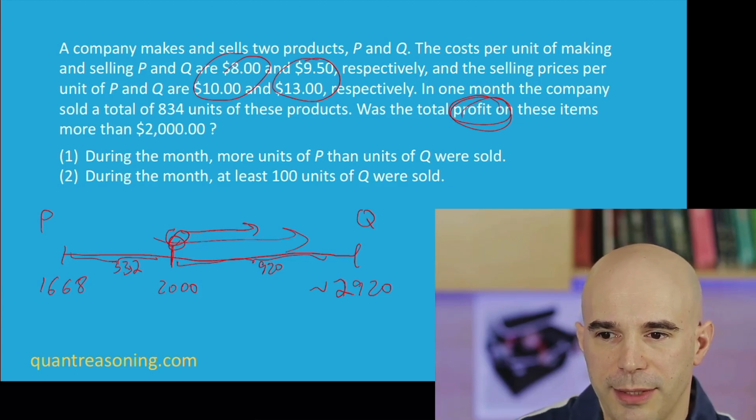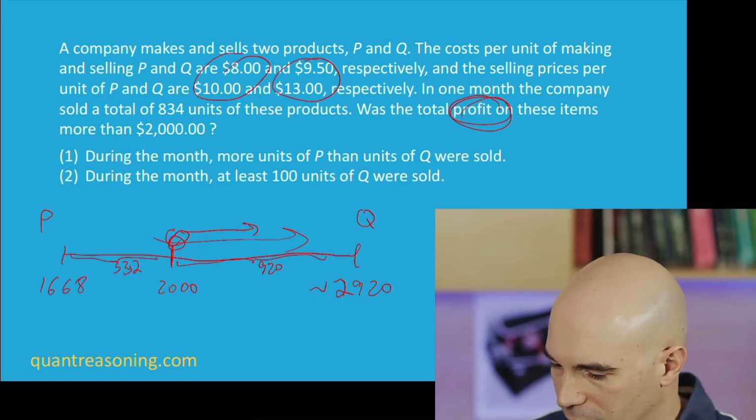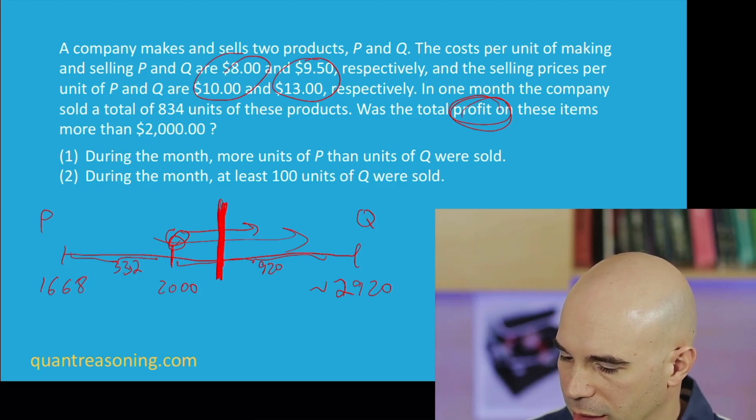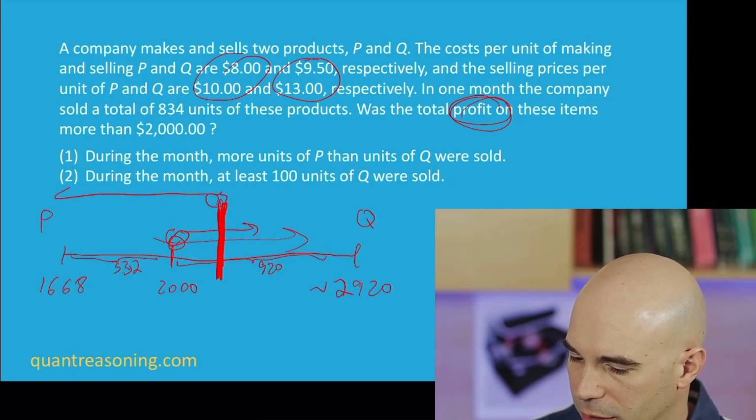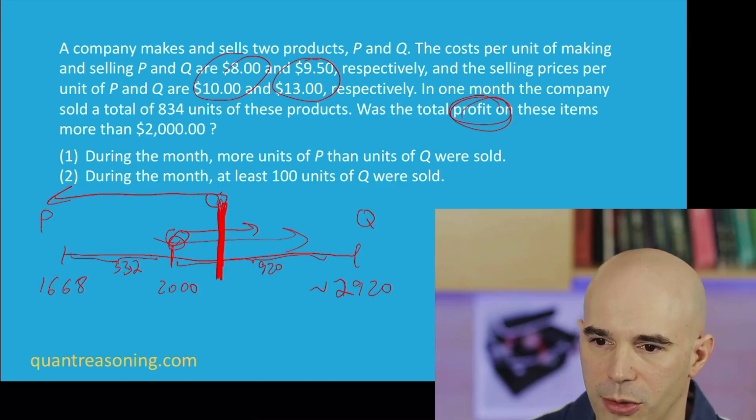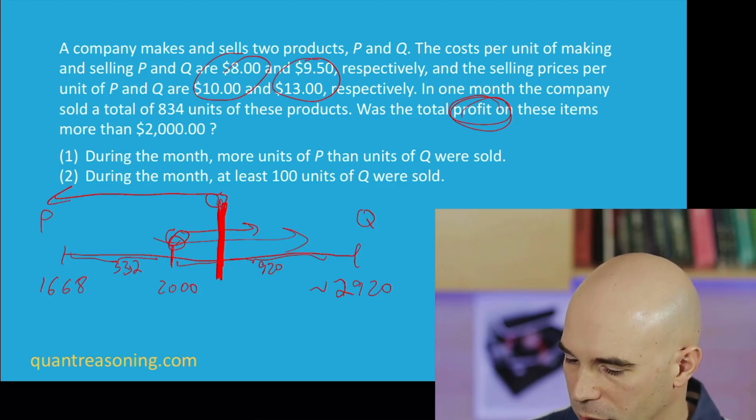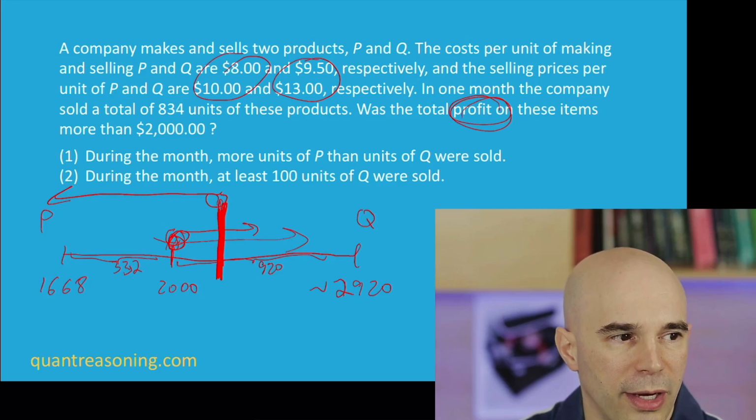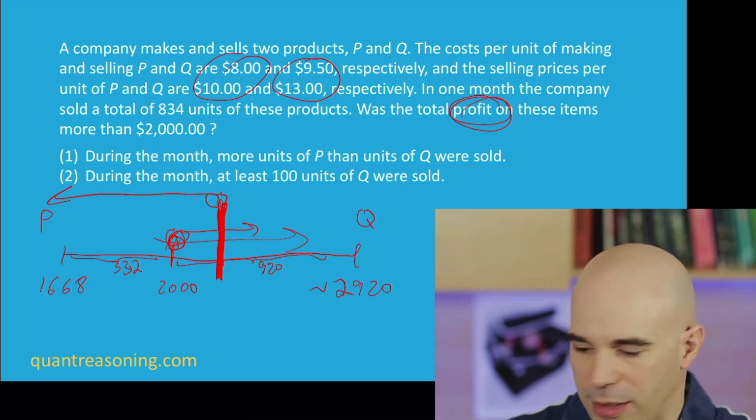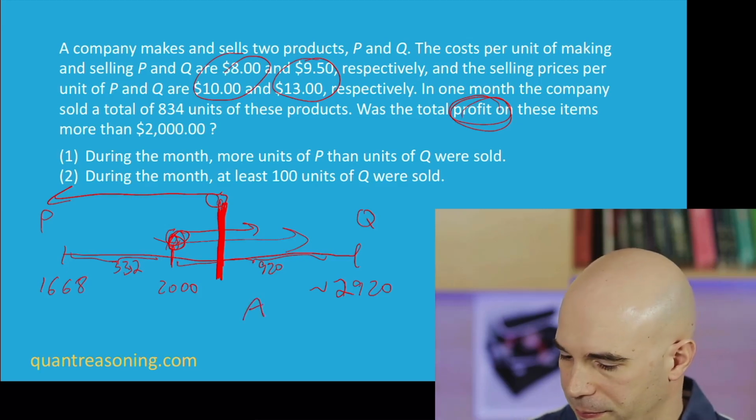Now, when I look at the statements, I'm going to say the following. Look, if we sold more units of P than of Q, that means that we're to the left of the midpoint. So if the midpoint is here, we are somewhere to the left of that, but we wanted to know which side of 2,000 we're on. Am I to the right of 2,000 or am I not to the right of 2,000? I don't know. So eliminate AD.